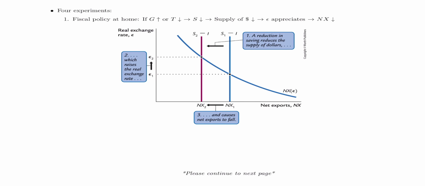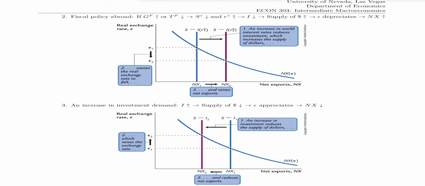4 experiments. Fiscal expansion at home, then S falls and epsilon appreciates, and finally NX falls. Fiscal expansion abroad, then R star rises, I falls, and epsilon depreciates, and finally NX rises. Investment increase, I exceeds S, and epsilon appreciates, and finally NX falls.